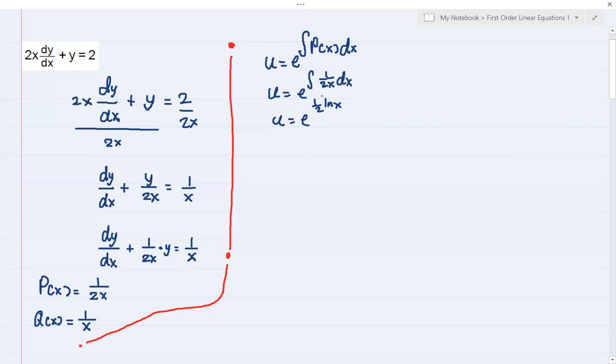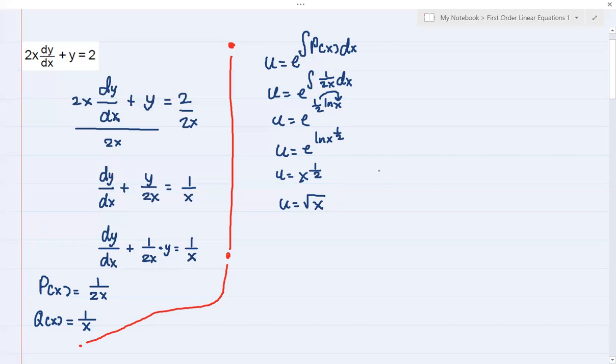By the laws of logarithms, specifically the power rule, I can just bring the 1 half in here. So I will have u is equal to e raised to ln of x raised to 1 half. And by the laws of logarithms, e raised to ln of x raised to 1 half gives us x raised to 1 half, which is square root of x. So that is your u.